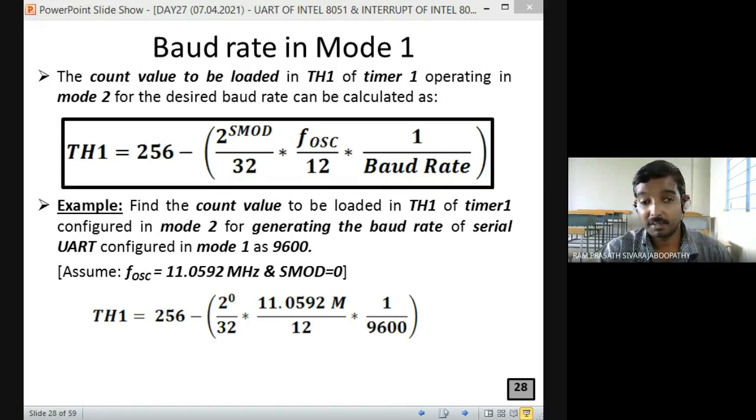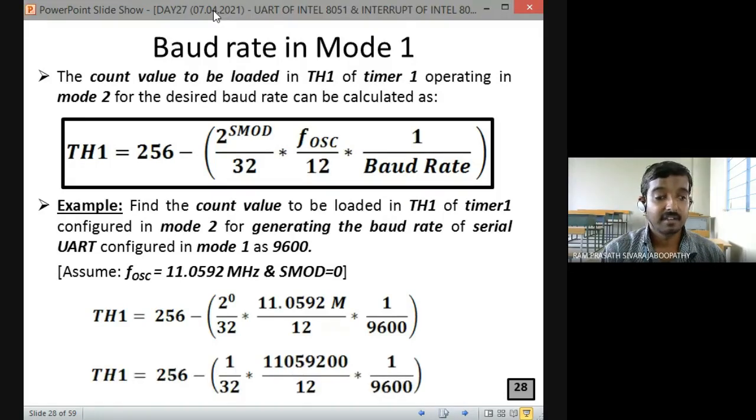To find the count value, what steps do we use? First divided by 12, next divided by 32 or 16 based upon the SMOD bit, then divided by baud rate. The value we get must be subtracted from 256. Then we convert to hexadecimal. 253 in decimal is equal to FD in hexadecimal. Correct or not? Yes, FDH.